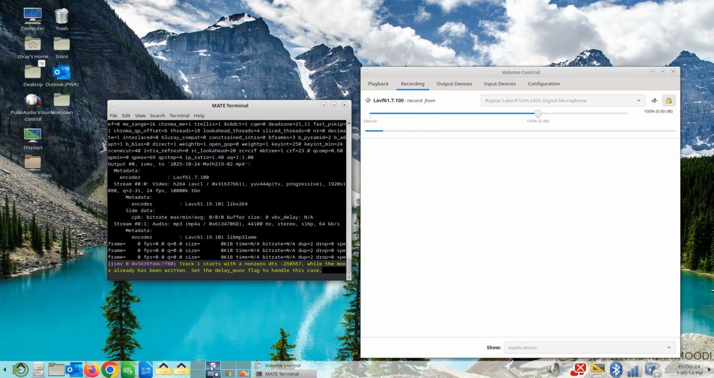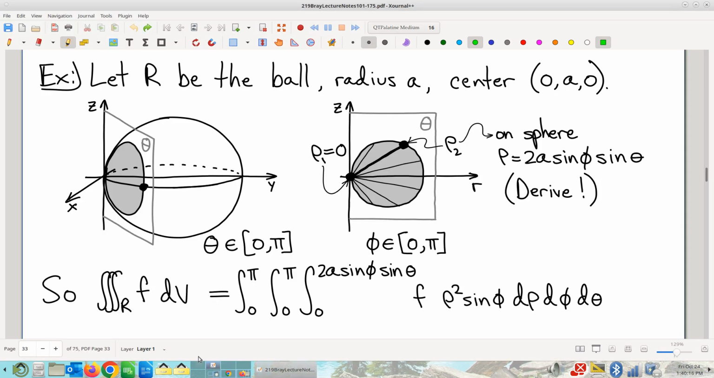Okay, off we go. Picking up where we were last time. So we were talking about integrals and spherical coordinates, and we were mostly done. There's a couple more examples I want to talk through, at least to some degree.